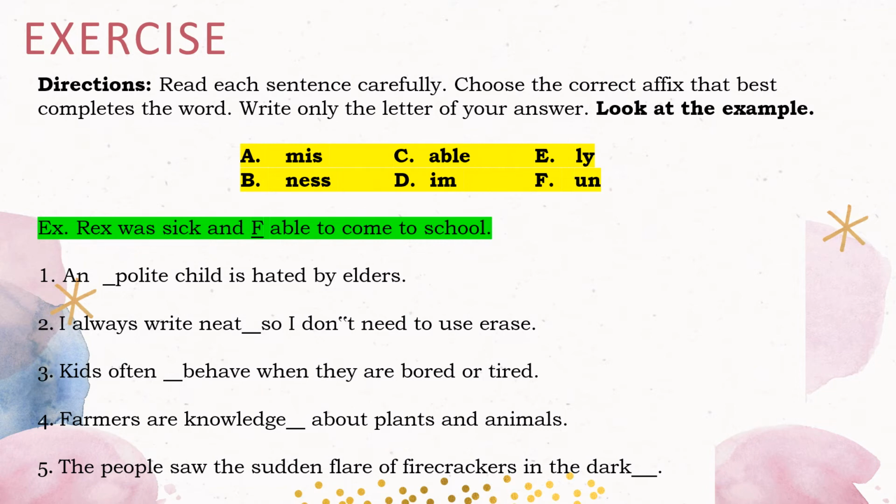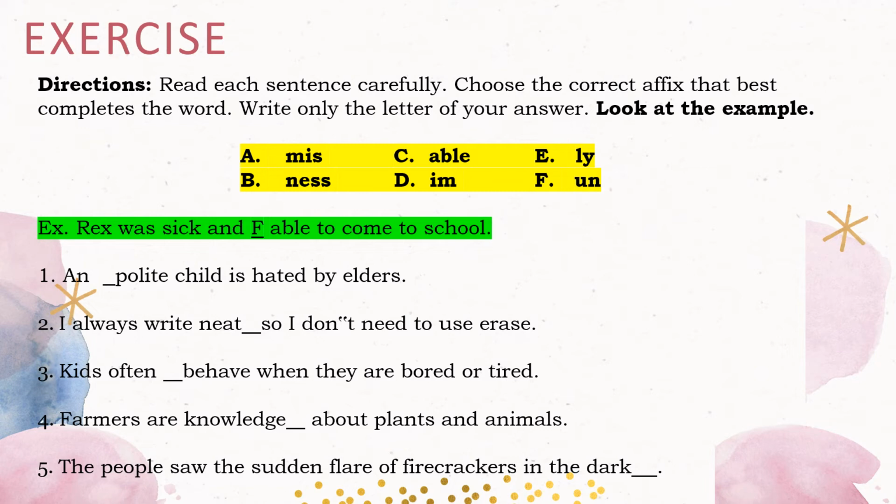Let's move on to the next exercise. Read each sentence carefully and choose the correct affix that best completes the word. Write only the letter of your answer. And you may look at the example. Rex was sick and blank able to come to school. The answer is F, which means un, so unable.